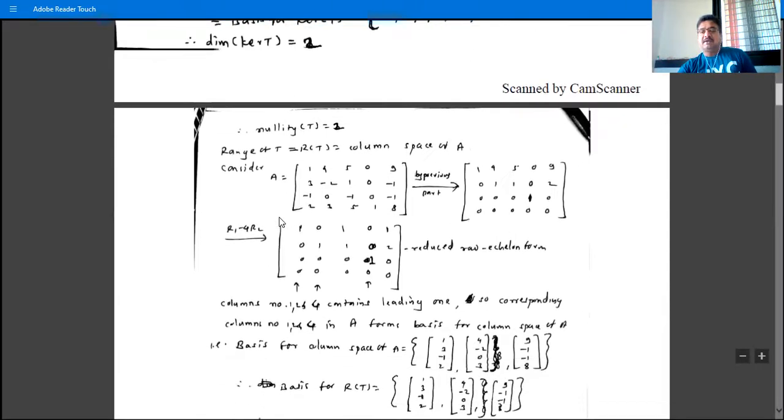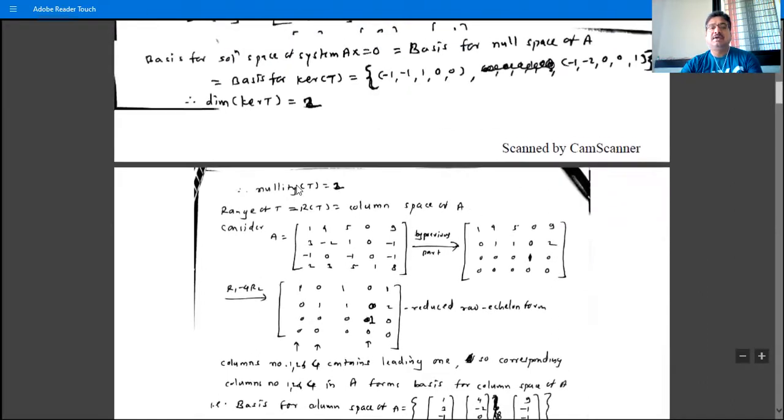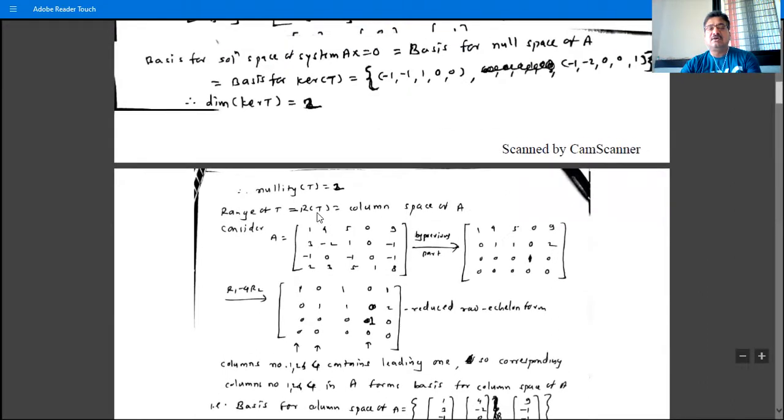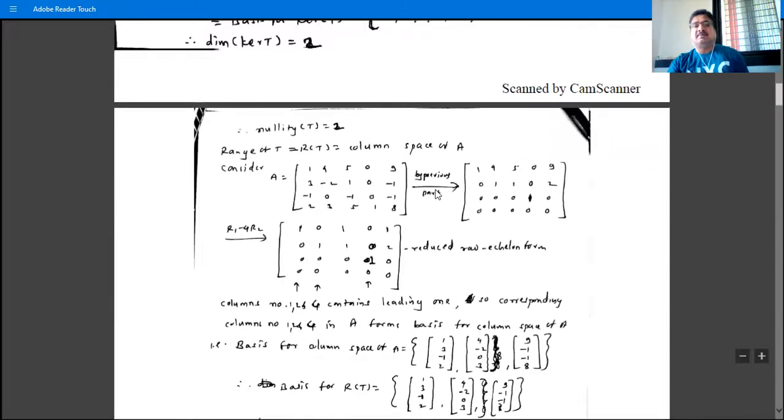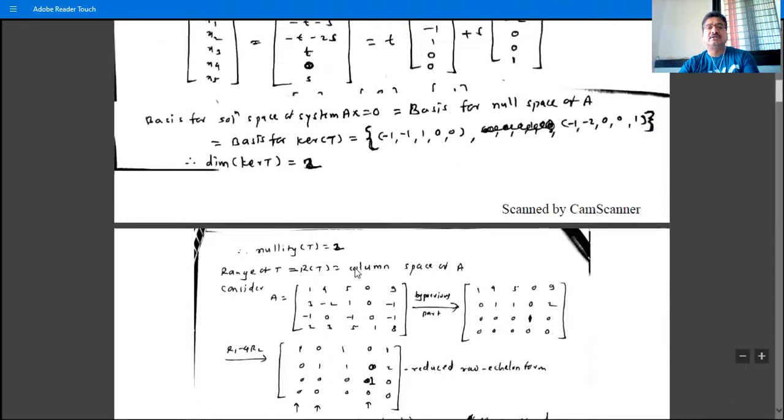Now we have to find the range of T. The range of T is denoted by R(T), and it is the column space of A. So how can we find the basis and dimension of the column space of A? We have to reduce the matrix A to reduced row echelon form. So consider the matrix A.